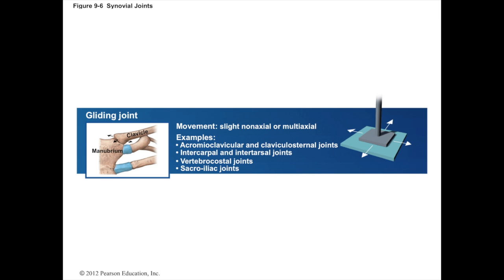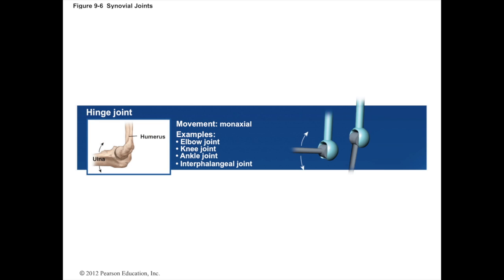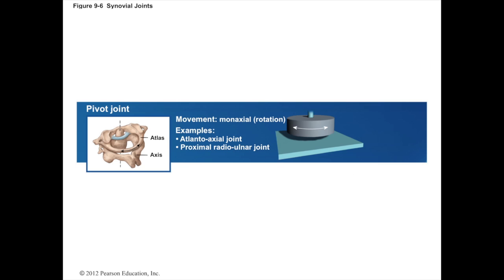Here's an example of a gliding joint. It's where your collarbone meets the manubrium of the sternum. The hinge joint, as I said earlier, would be your elbow, knee, or ankle joints, where you do have flexion, extension. A pivot joint is when you can move left or right, and a great example is the C1 and C2, or your neck.